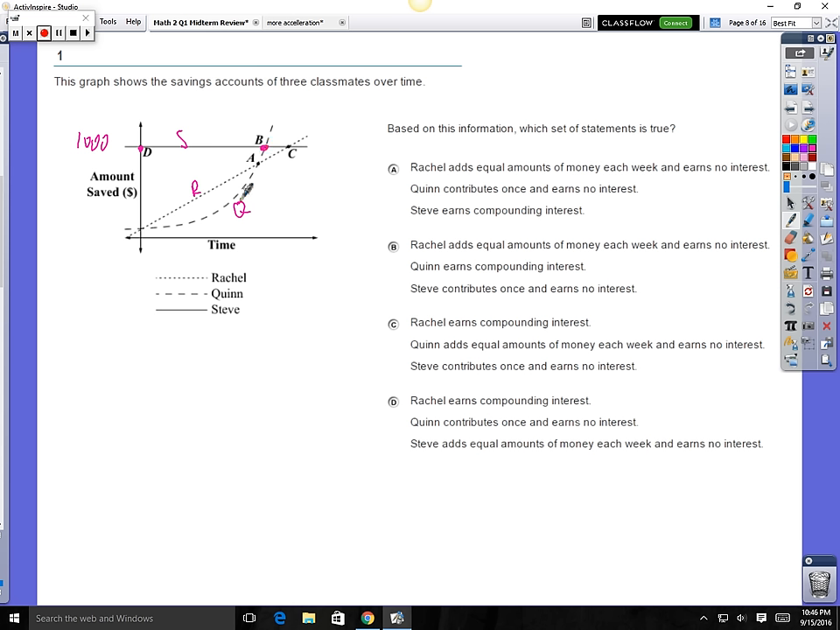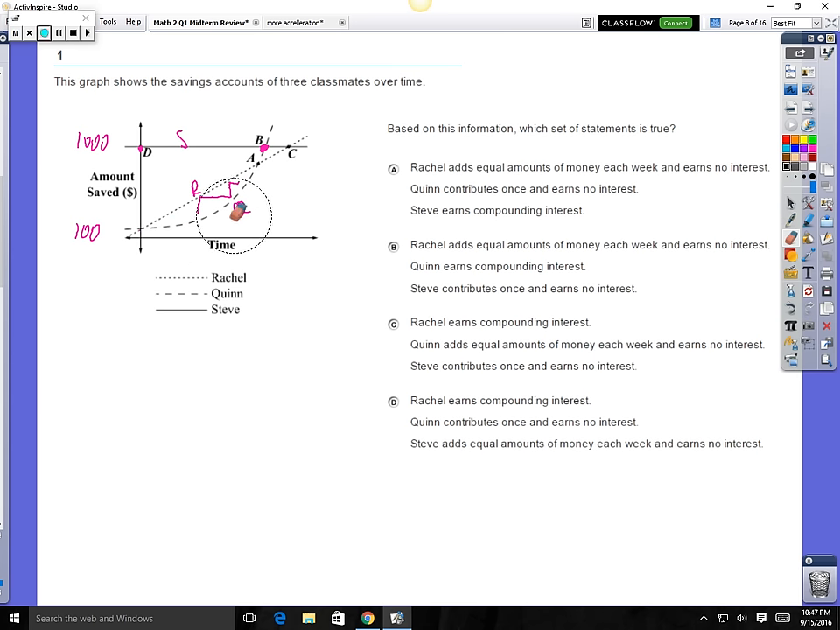It looks like Quinn and Rachel start off maybe with the same amount of money. Maybe they both start off with $100. Rachel's money is growing at a constant rate. So each month or year or whatever the interval is, it's growing by the same amount. Over 1 month, up $100. Over 1 month, up $100. It's going to take her some time to catch up to Steve.